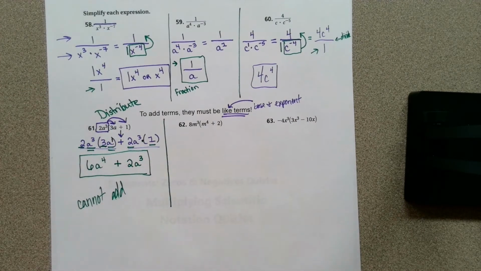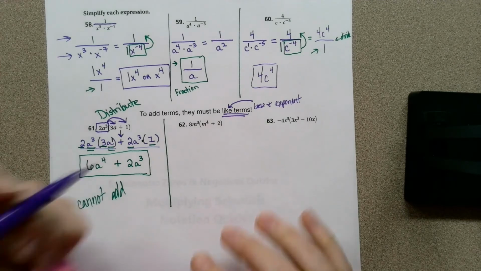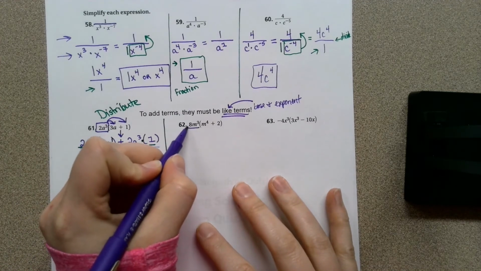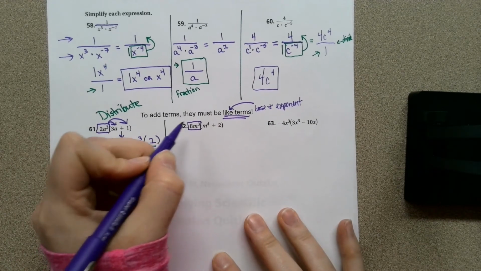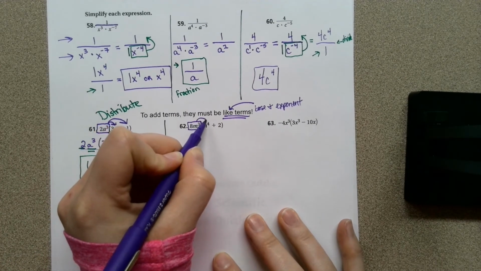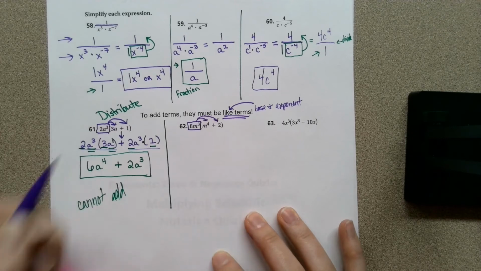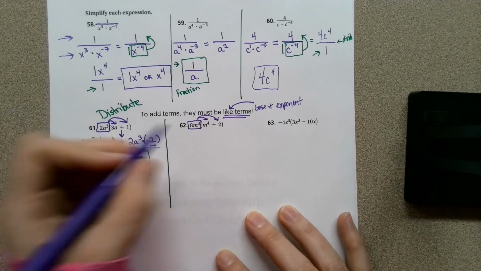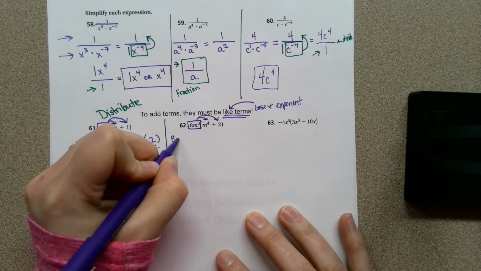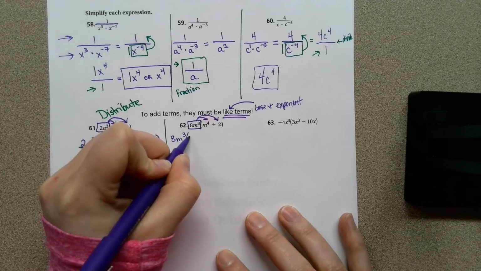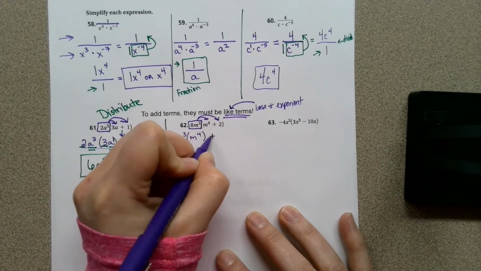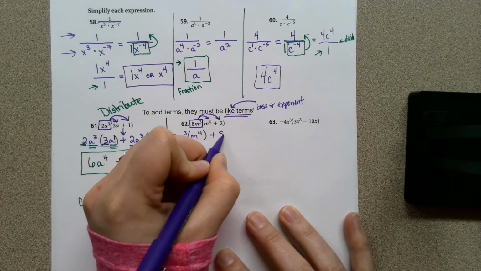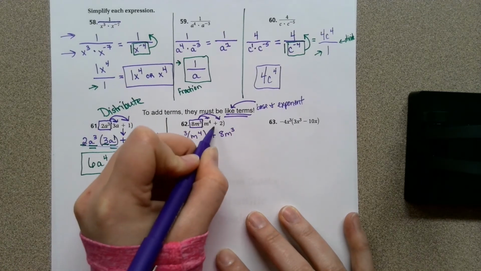For the next one, again, it's a similar idea. This 8m to the third, all of that is one entire value after it's multiplied together. So the whole thing is going to be distributed in. So we want to show that distribution. 8m to the third is being multiplied by that first term, m to the fourth. Then we have our addition sign, and we're going to distribute the 8m to the third times that 2.